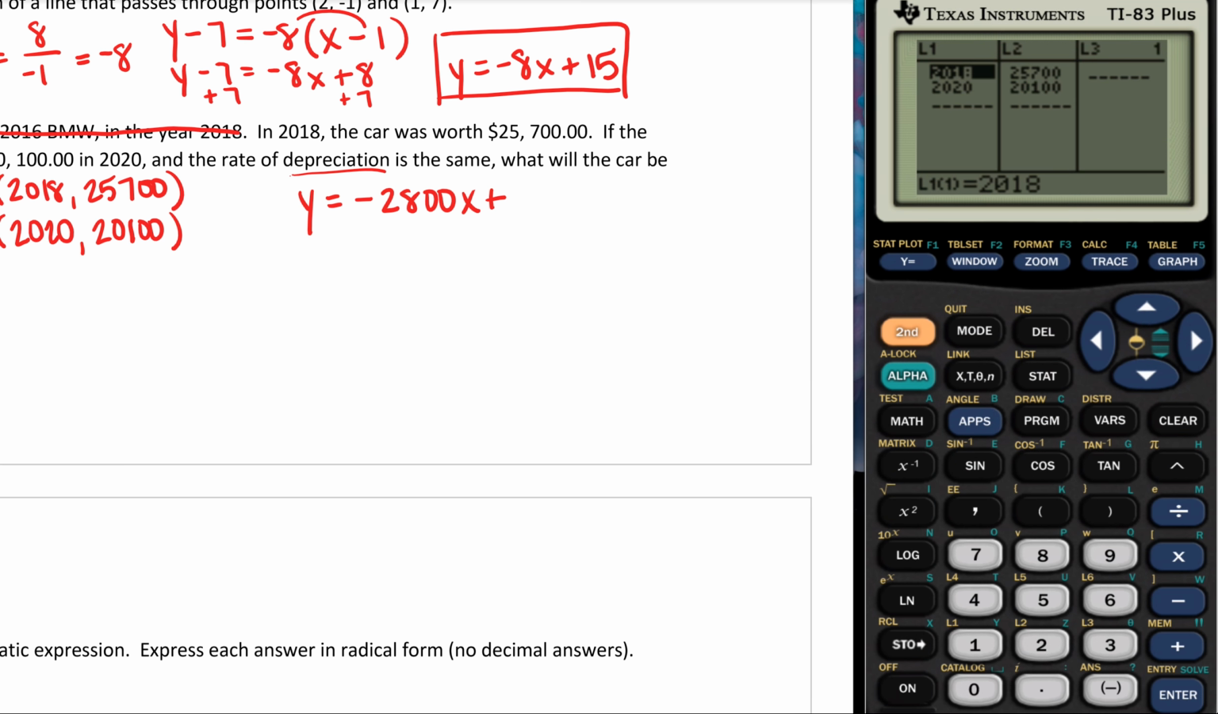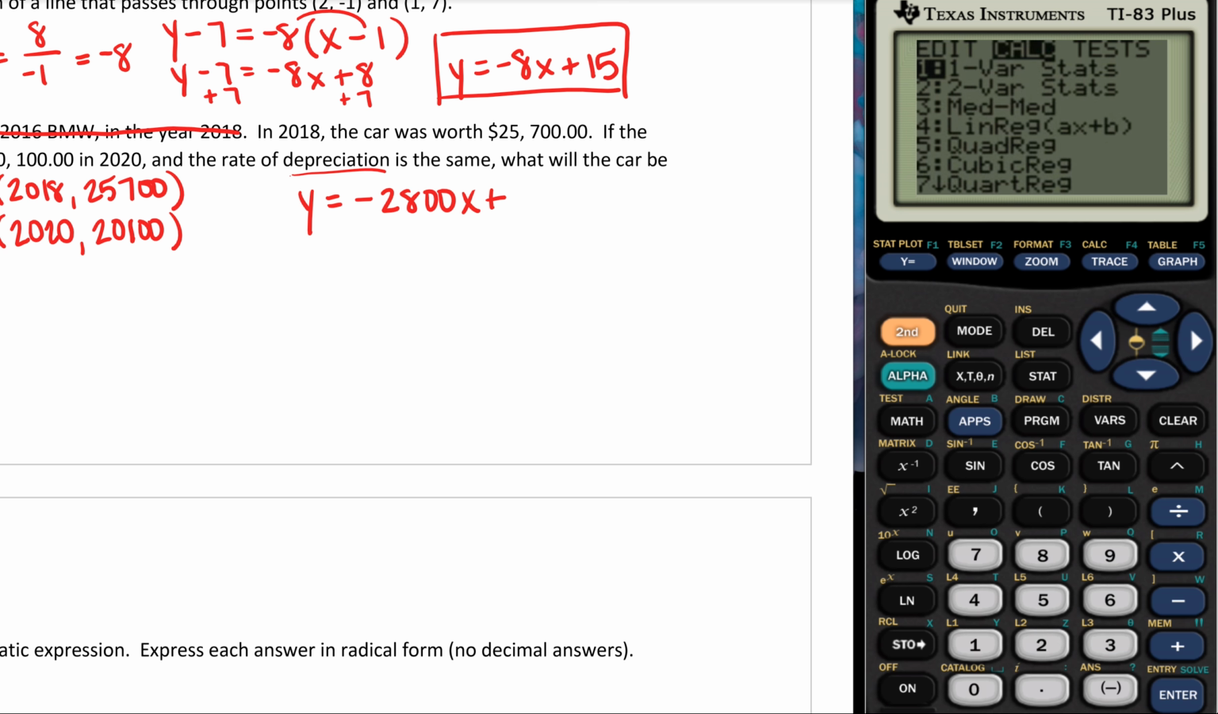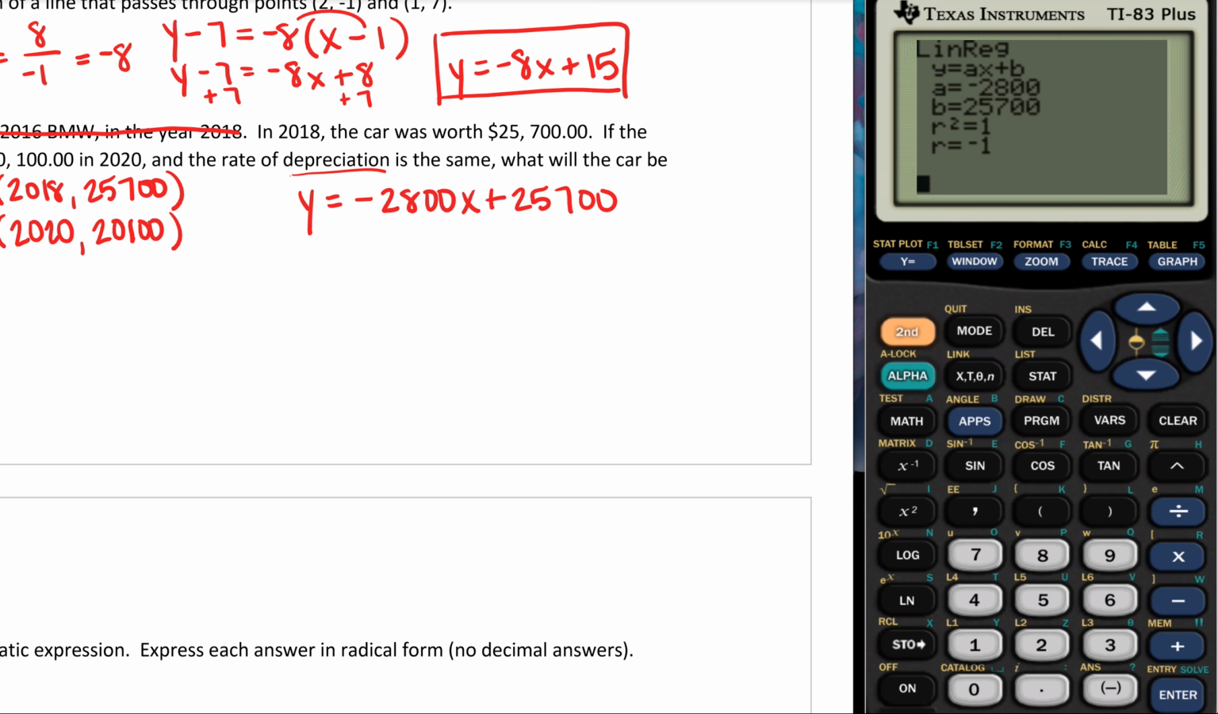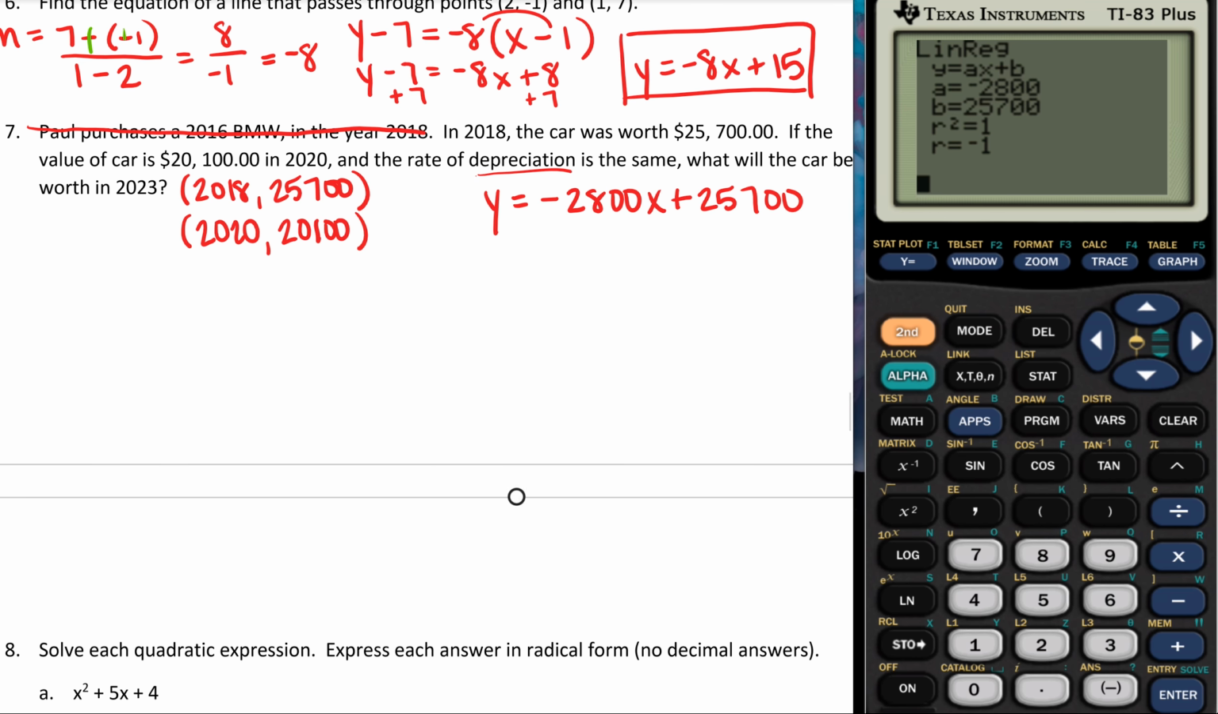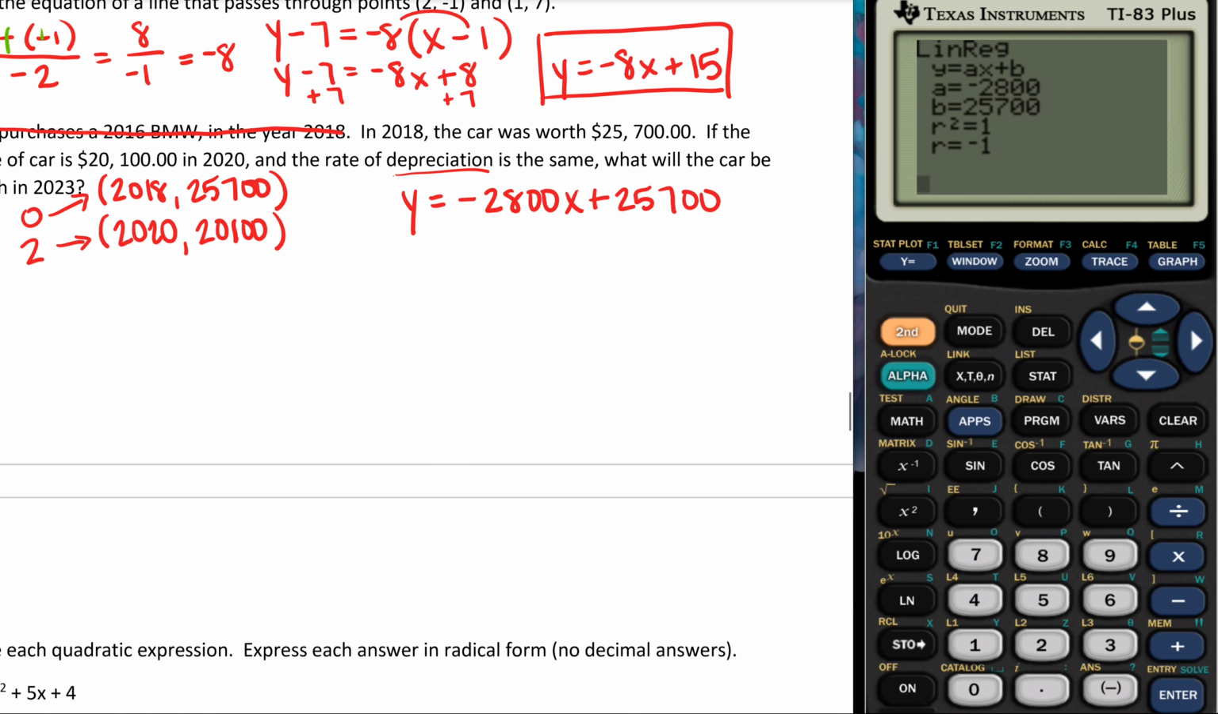All right, 2018 is actually our starting year. 2 years later is 2020. Now we're going to go in stat calc 4. Now we get our negative 2,800 and plus a starting value of 25,700. My apologies, guys. So 2018 ended up being year 0 and 2020 ended up being year 2. Okay, so we have our equation.